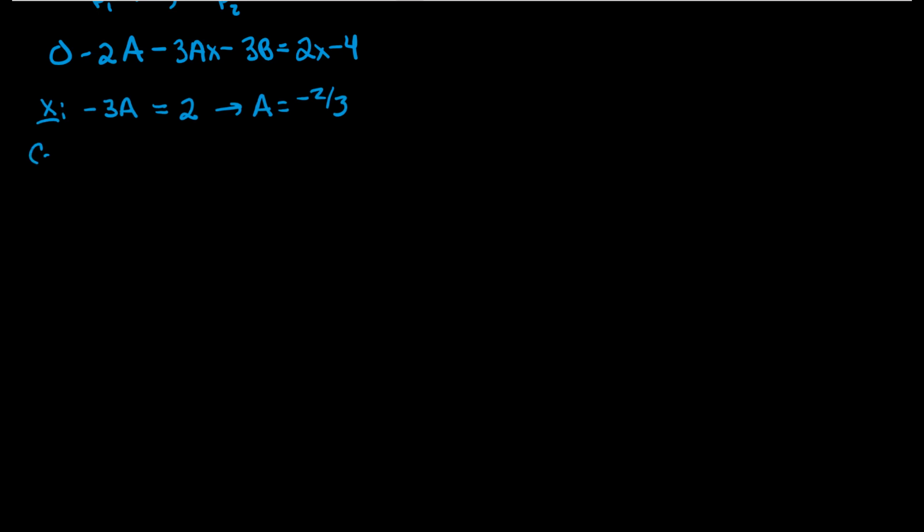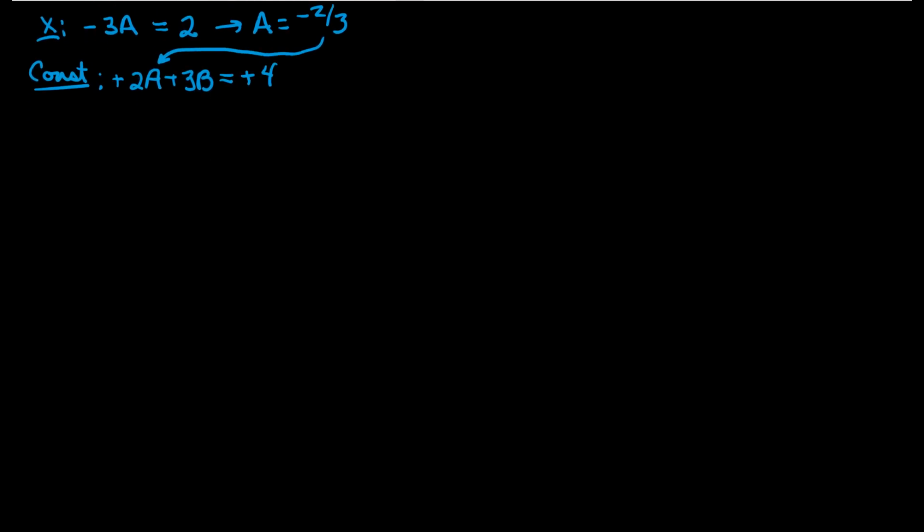For the constants, on the left side, I have this negative 2a minus 3b equals a negative 4. I'm going to multiply that through by a negative and make everything positive. It's a little bit easier to deal with. The second thing I'm going to do then is substitute in my value for a here. If I take 2 times this negative 2/3, it's going to be a negative 4/3 plus 3b equals 4. So I'm going to wind up adding 4/3 to this.